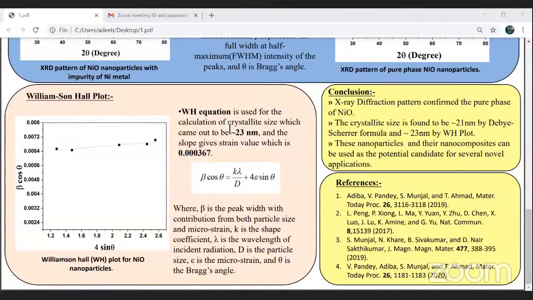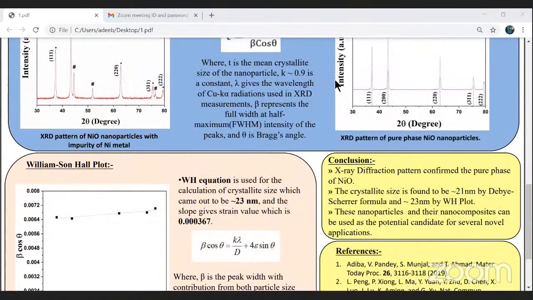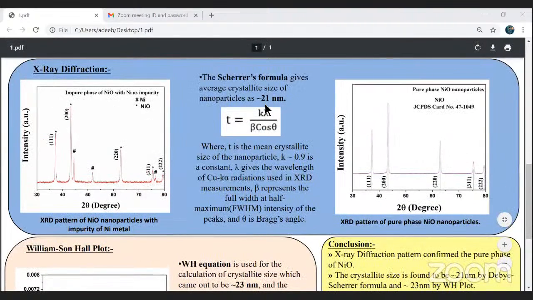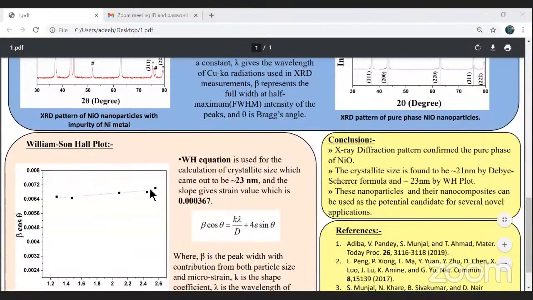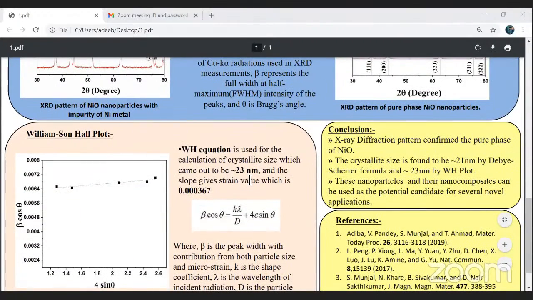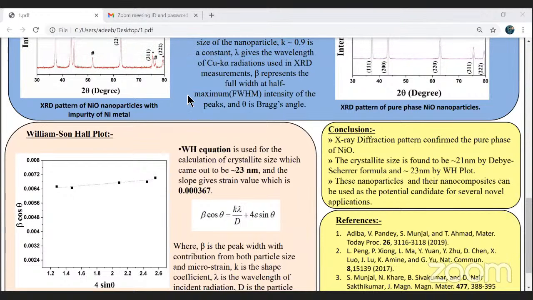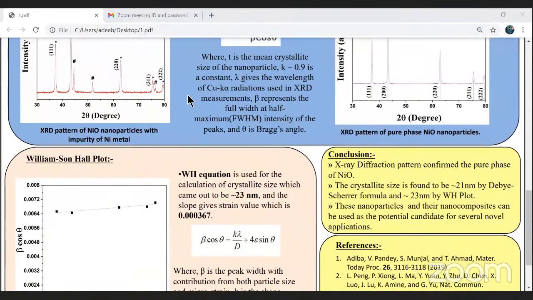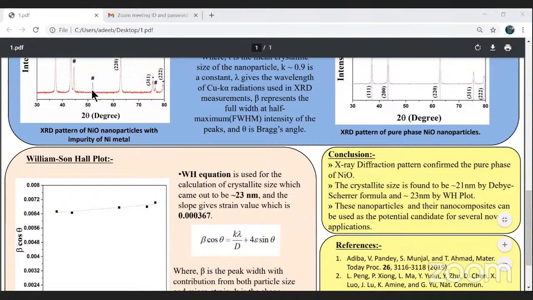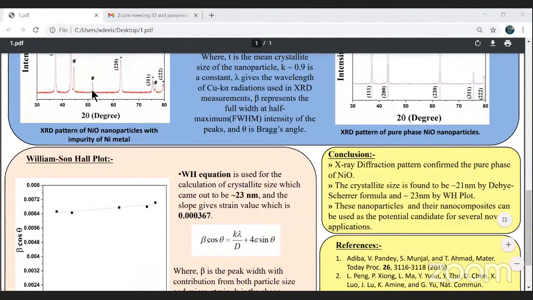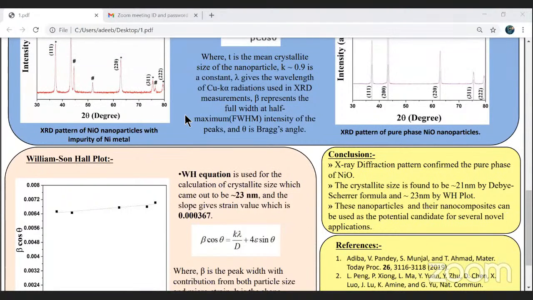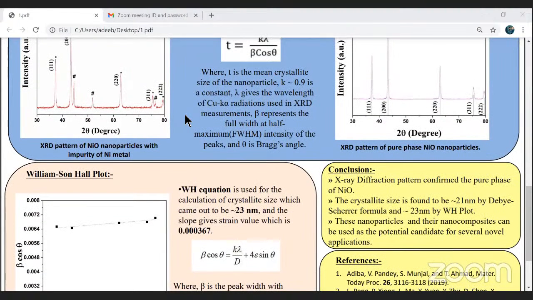Also, we can see that from the Debye-Scherrer measurement, we got the value of crystallite size to be 21 nanometer, while from the WH plot we get it to be 23 nanometer. This is because Debye-Scherrer does not take into account the peak broadening that occurs due to strain. It only takes into account the peak broadening that occurs due to size distribution.